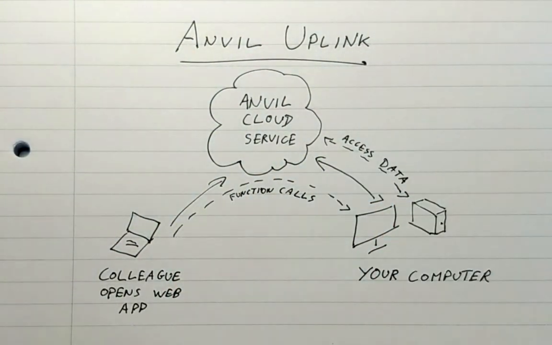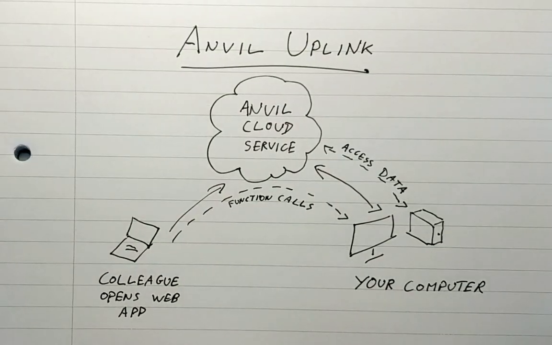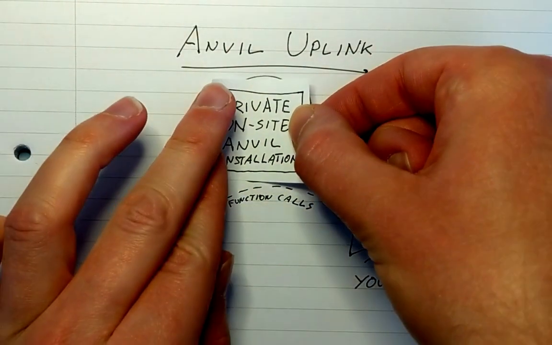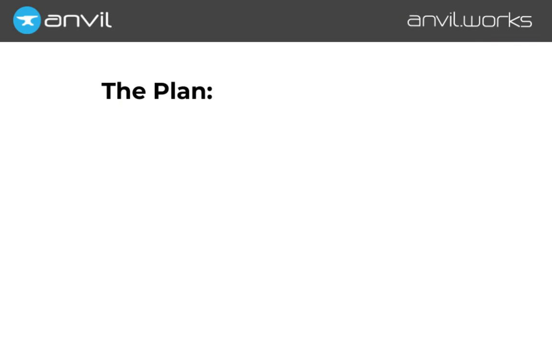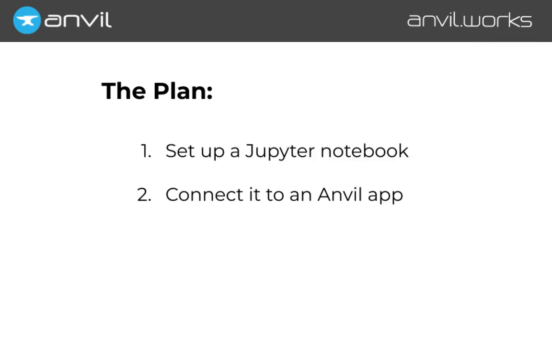At this point, we always get asked if you can do this 100% on-site on your own corporate network, and the answer is absolutely yes, you can. It works exactly the same way, just that your company gets its own private version of the Anvil server and uses that instead. So here's the plan. We're going to set up a Jupyter Notebook, connect it to an Anvil app, and make a user interface so that we can use our model from the web.